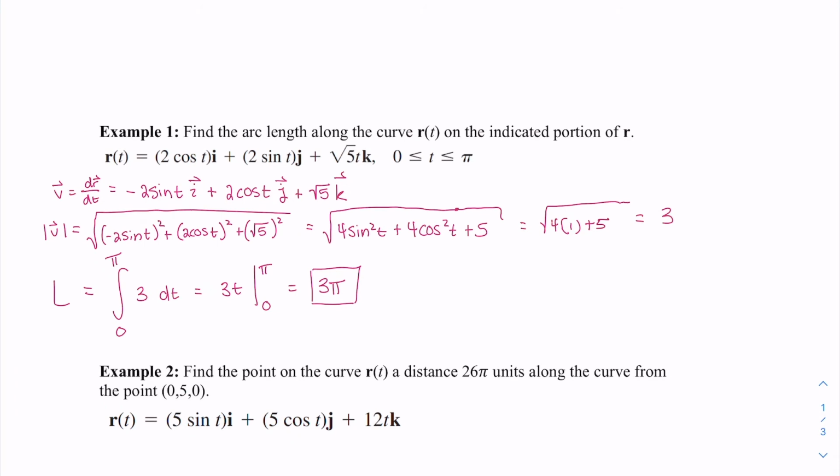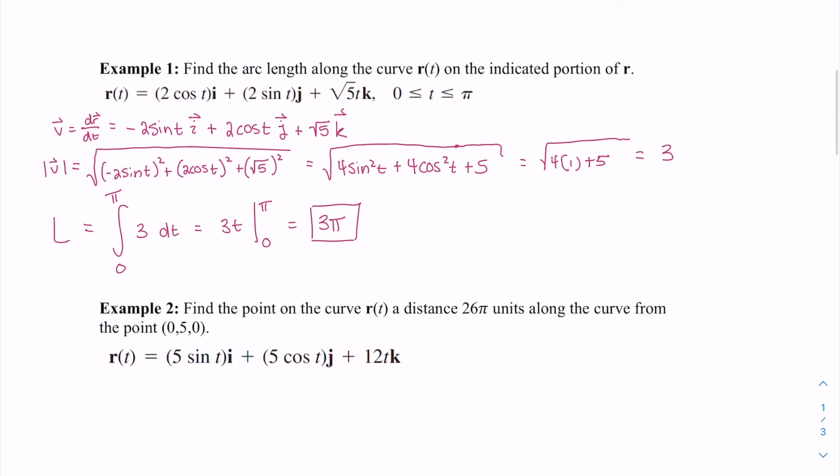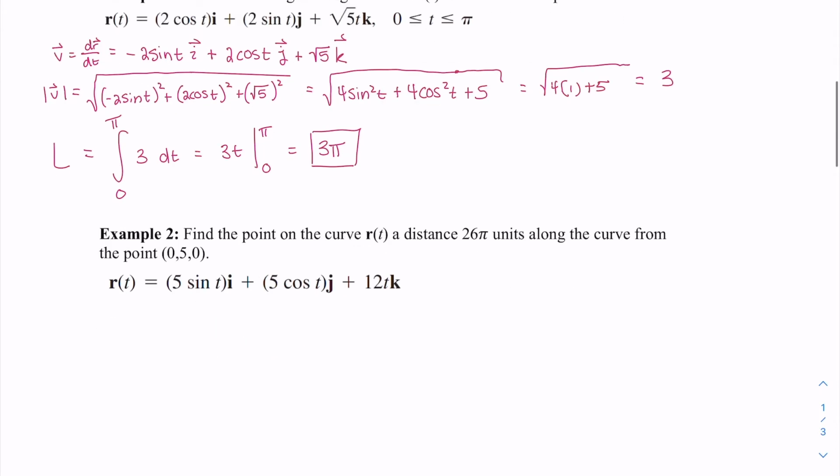Okay, great. Now let's do example 2. Example 2 is going to be kind of the reverse process of example 1. It actually gives us the distance along the curve, and we need to find the corresponding point. It's asking us to find the point on the curve r of t, a distance of 26 pi units away along the curve from a starting point of (0, 5, 0).